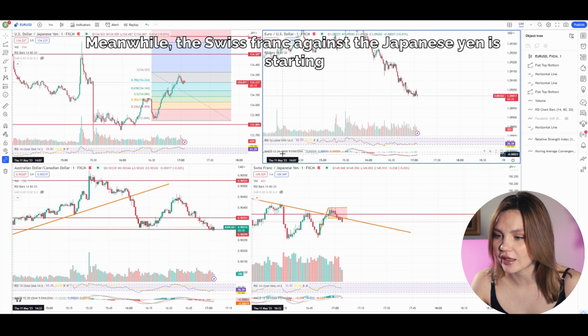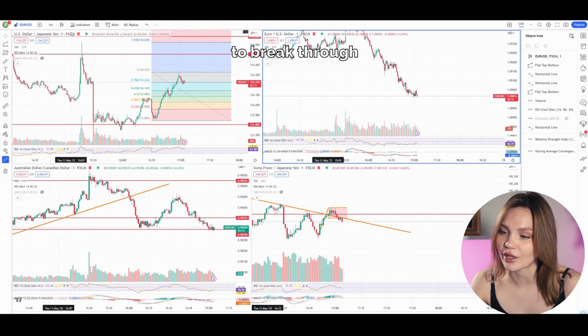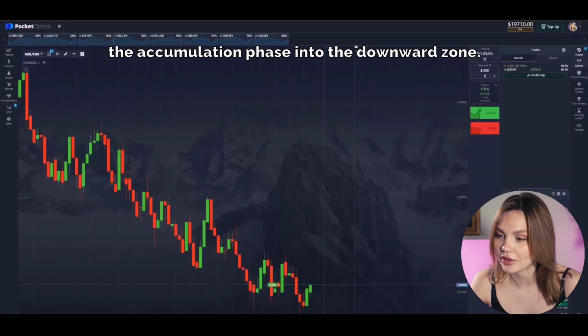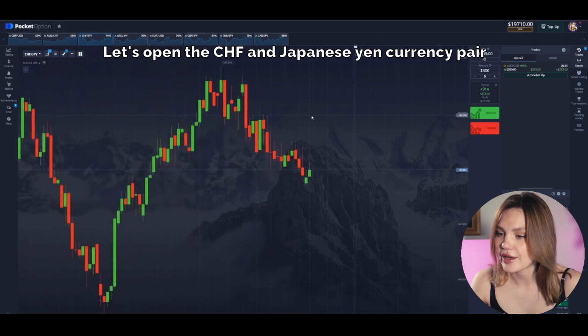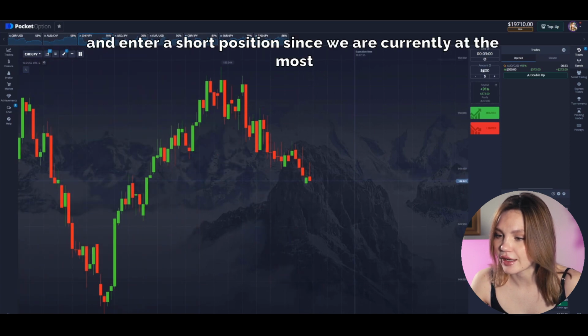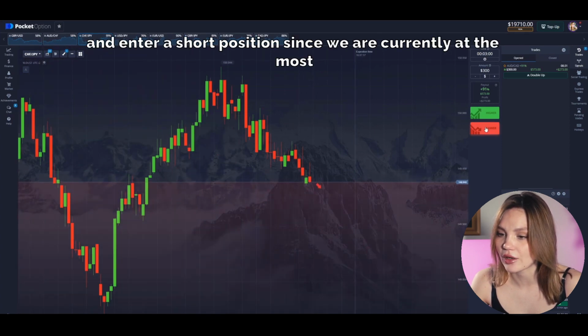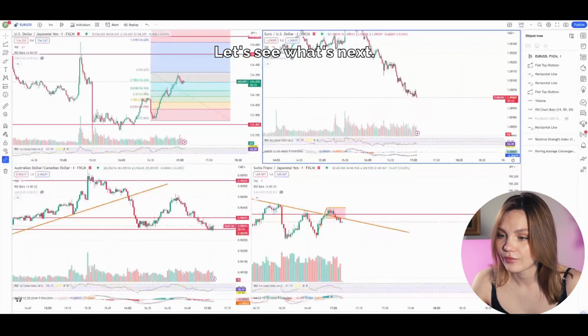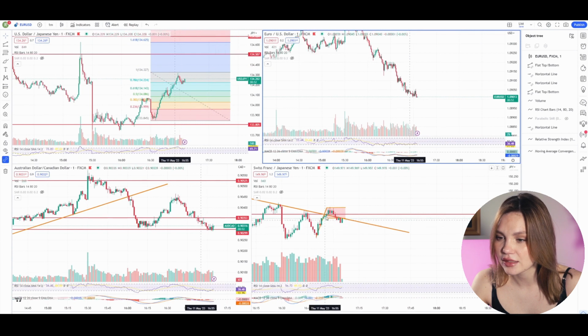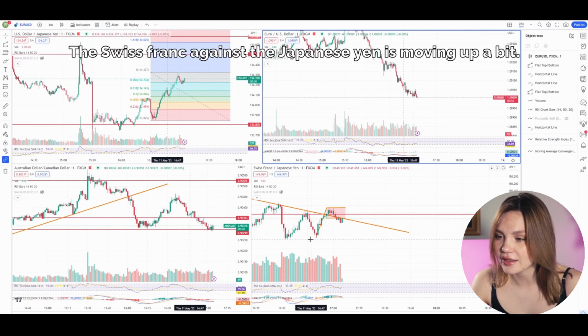Meanwhile, the Swiss franc against the Japanese yen is starting to break through the accumulation phase into the downward zone. The positive aspect here is that there is no downward trend. Let's open the CHF and Japanese yen currency pair and enter a short position since we're currently at the most ideal point for that. Let's see what's next. The Swiss franc against the Japanese yen is moving up a bit.